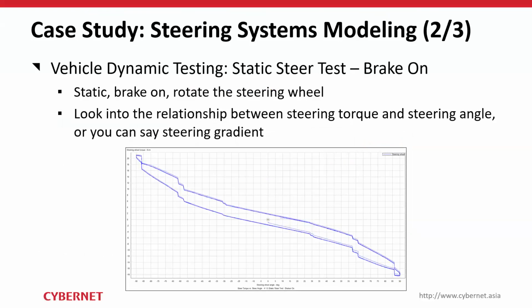After modeling, we test this vehicle with the vehicle dynamic test, the static steer test with brake on. The procedure is that the vehicle is static with the brake on, and we rotate the steering wheel smoothly. The brake will make sure that the vehicle stays static in the longitudinal axis so that the torque in the z-axis will have a bigger impact. You can see from this graph, the x-axis is the steering angle and the y-axis is the steering torque. The key point is the slope between steering torque and steering angle. In vehicle dynamics theory, we call it steering gradient. The steering gradient will show whether the steering wheel is good to drive.